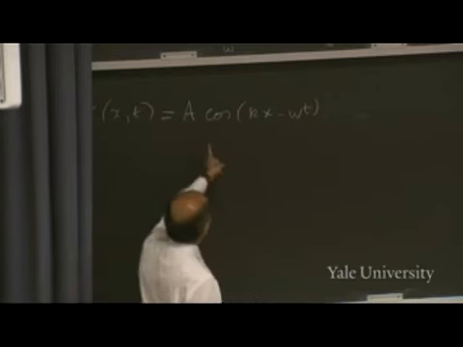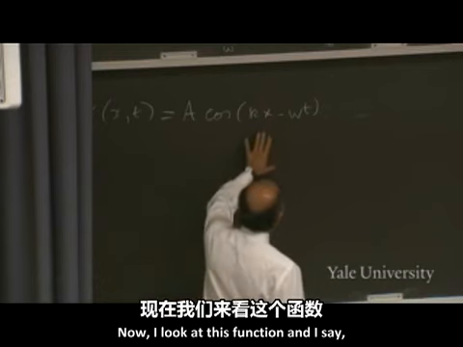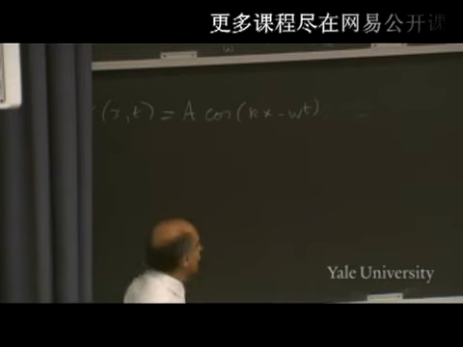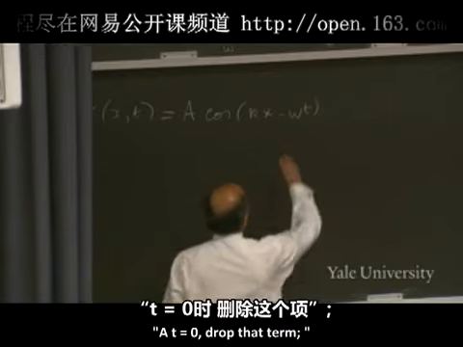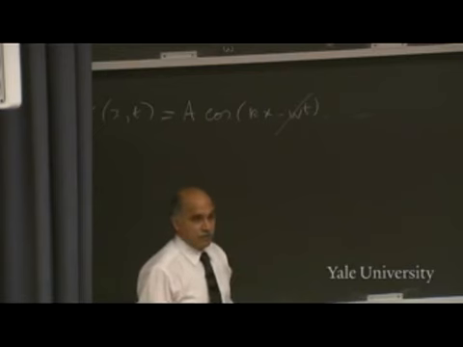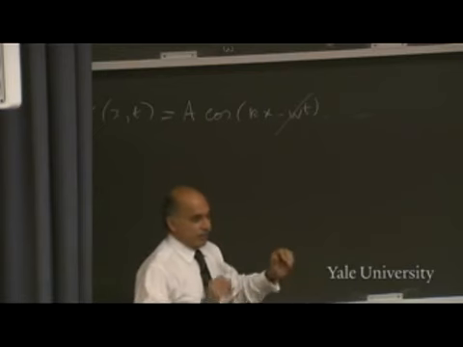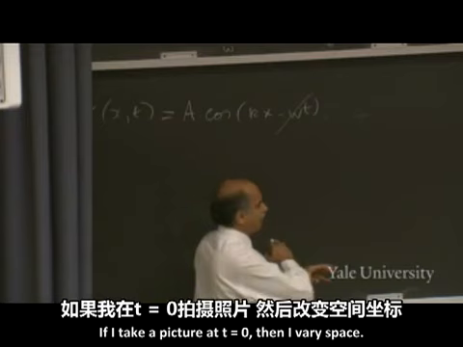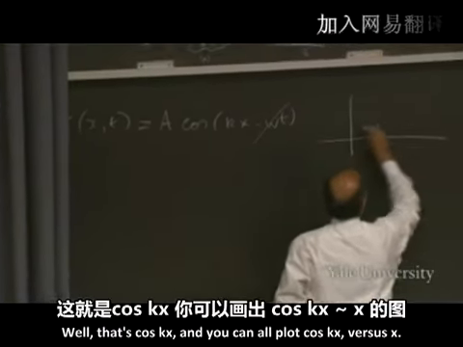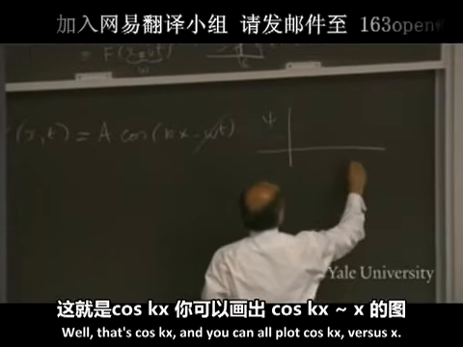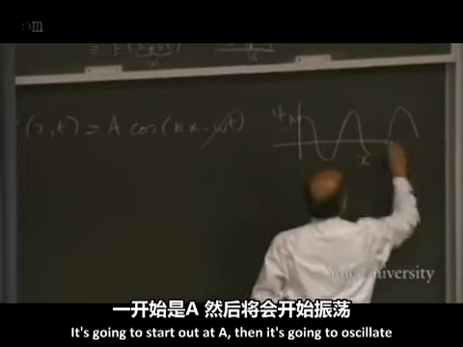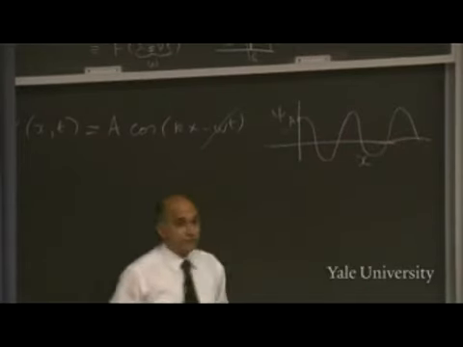All right, now I look at this function and I say, let me at least understand this function at t equal to 0. At t equal to 0, drop that term. In other words, this is a snapshot of the function. What does it look like if I take a picture at t equal to 0 when I vary space? Well, that's cosine kx, and you can all plot cosine kx versus x. It's going to start out at A, then it's going to oscillate because that's what the cosine does.